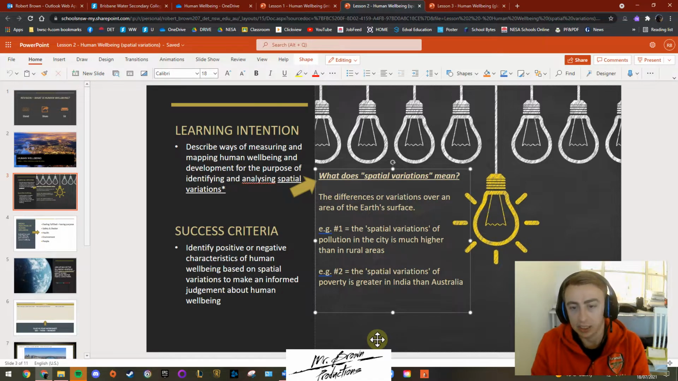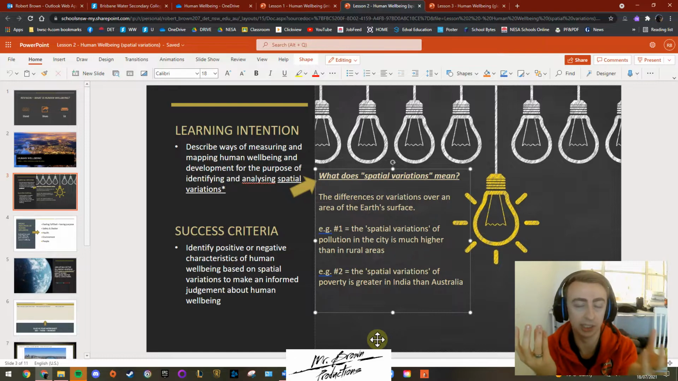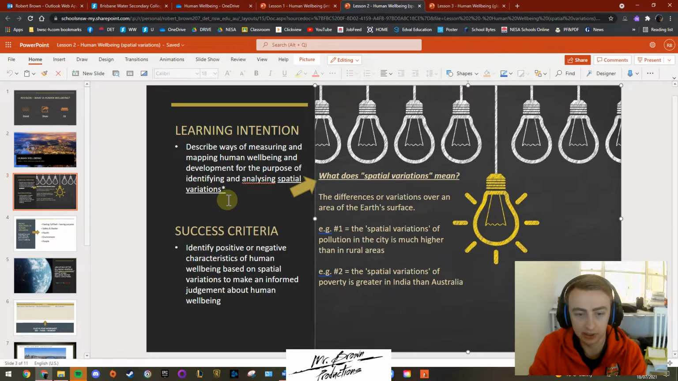So on another really different example, if we were to compare the spatial variations of Brisbane Water Secondary College, we could look at Umina campus being one location and Woy Woy campus being the other location. One location does junior schooling, the other does senior schooling. So that's the spatial variations or the differences between two locations for Brisbane Water Secondary College. So I hope that breaks it down a bit more for you so you understand what that means.